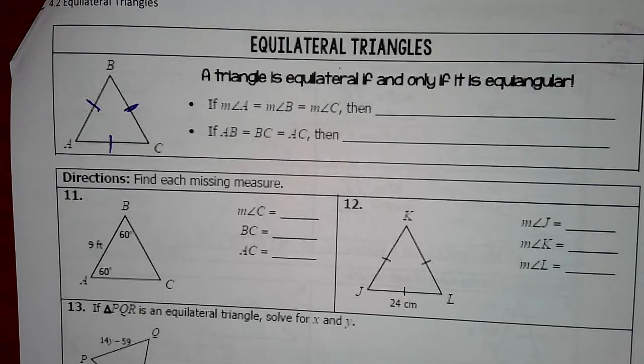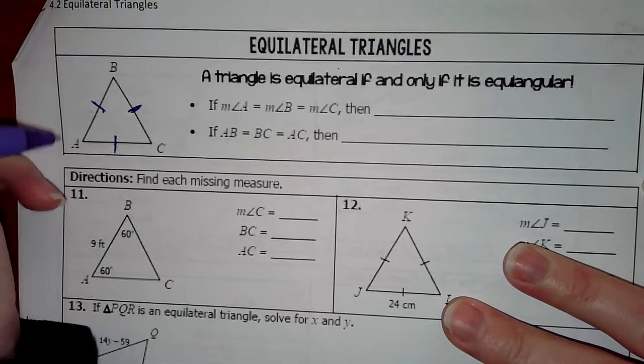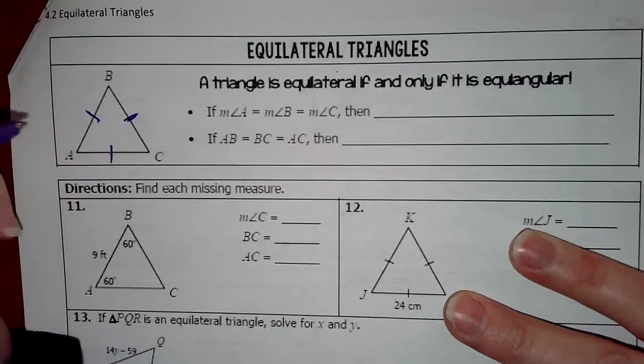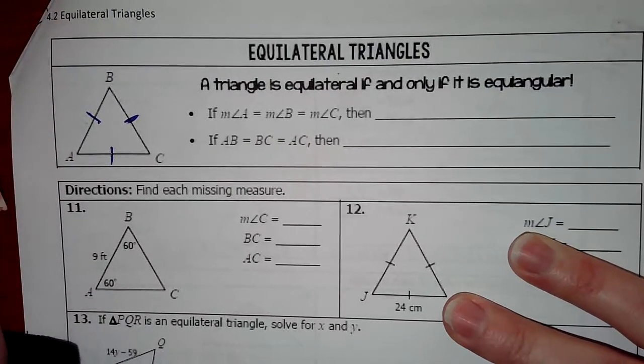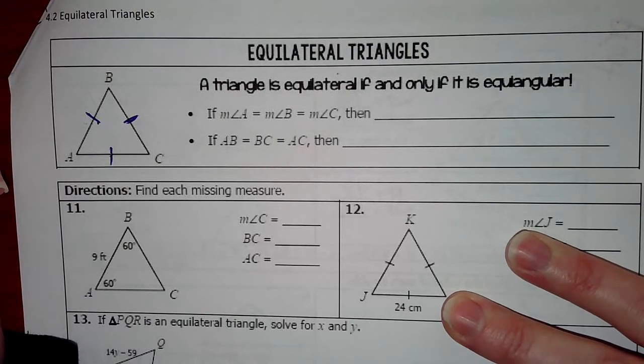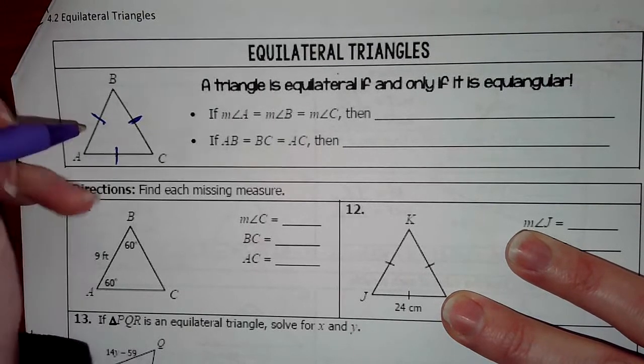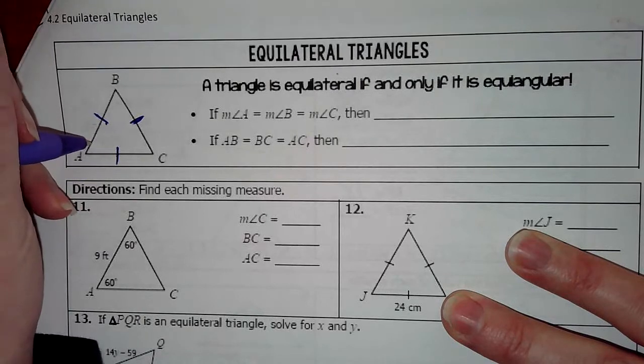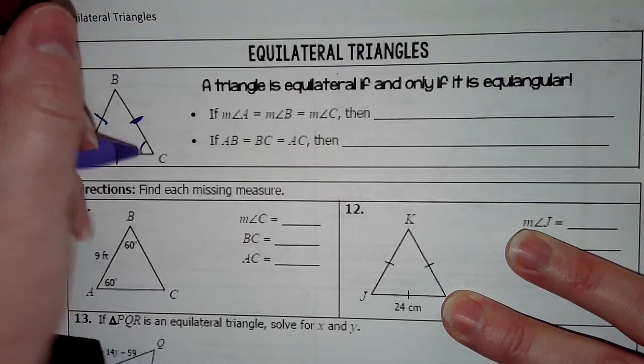The other thing also is that it is equiangular. That's kind of a fun word. You should try to say it yourself. So everyone at the same time, equiangular and go. Okay, good job. That means that all of these angles are equal to each other.